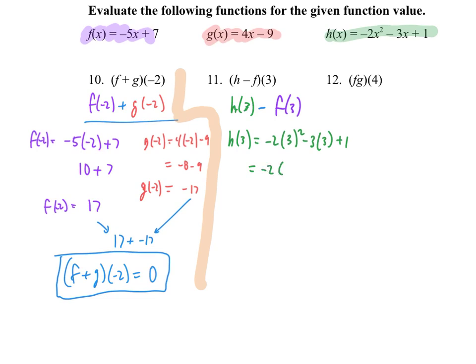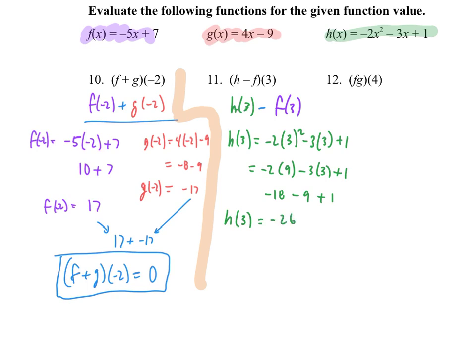So negative 2 times 9 minus 3 times 3 plus 1. Negative 2 times 9 was negative 18. Negative 3 times 3 was negative 9 plus 1. Negative 18 minus 9 was negative 27 plus 1 was negative 26. So h of 3 was negative 26.